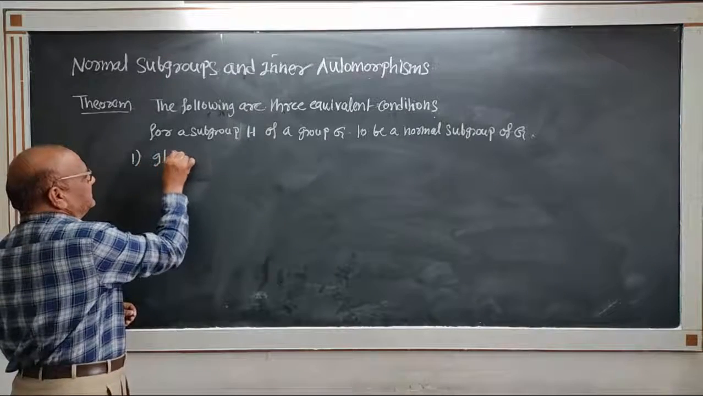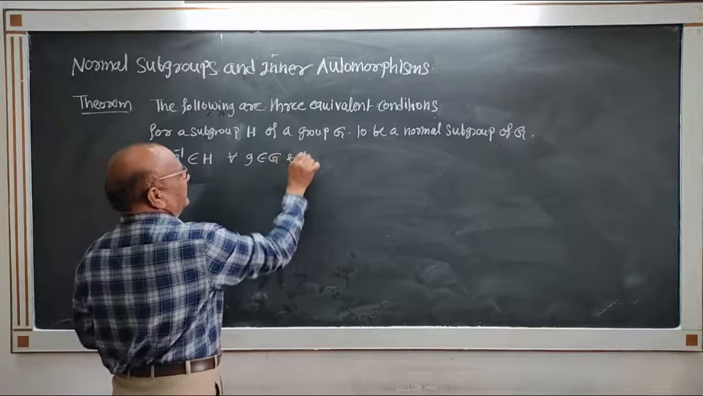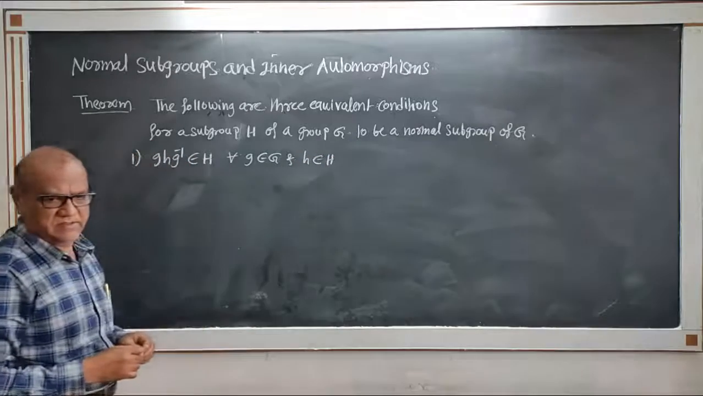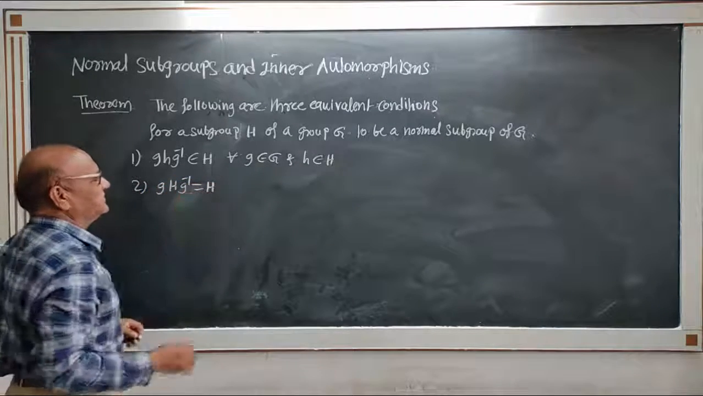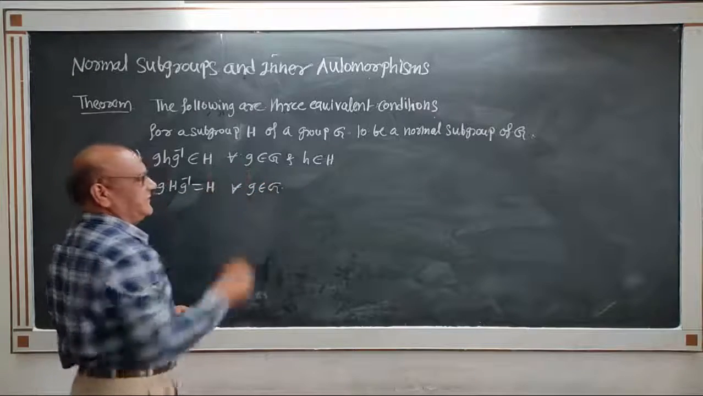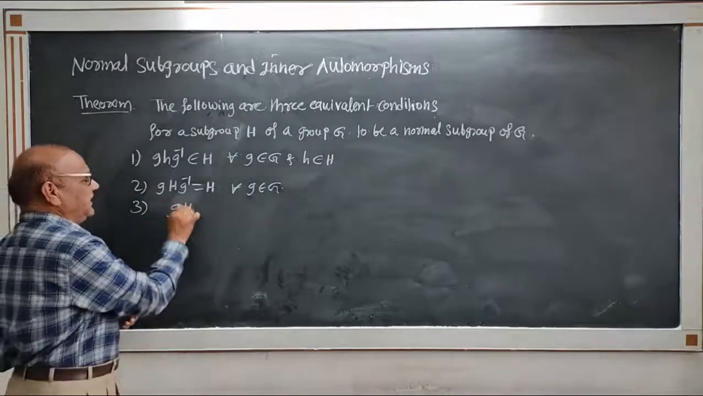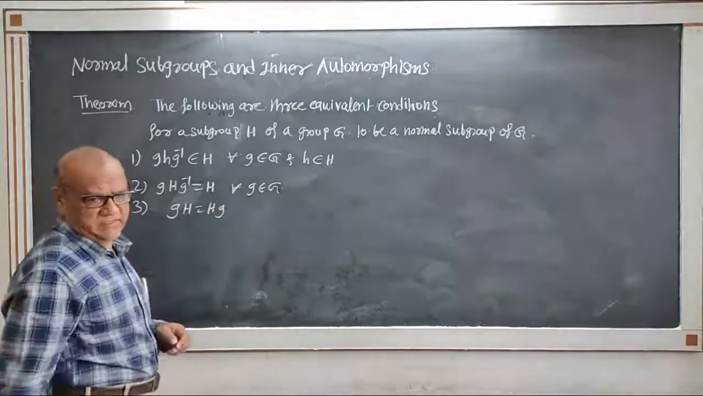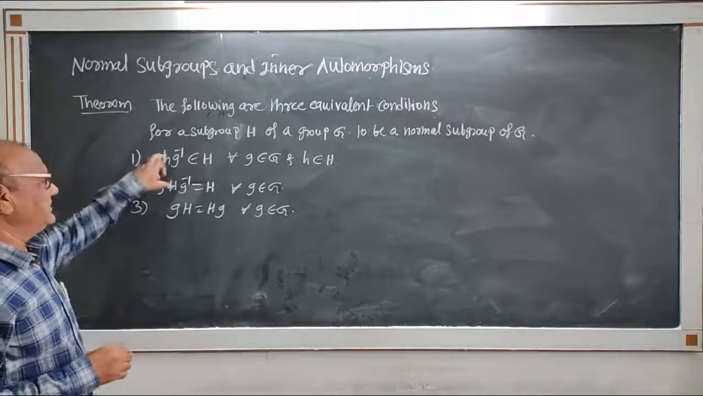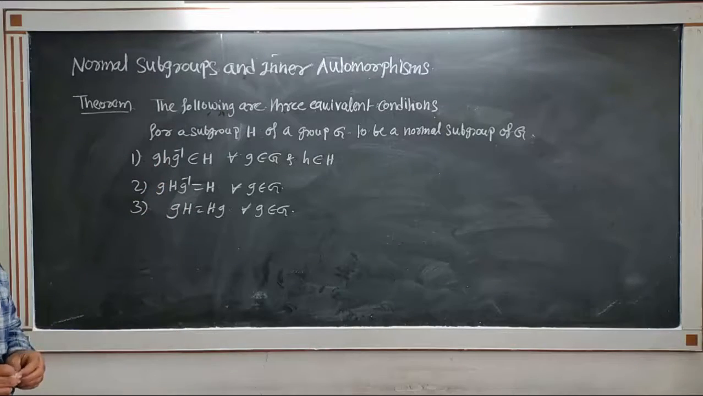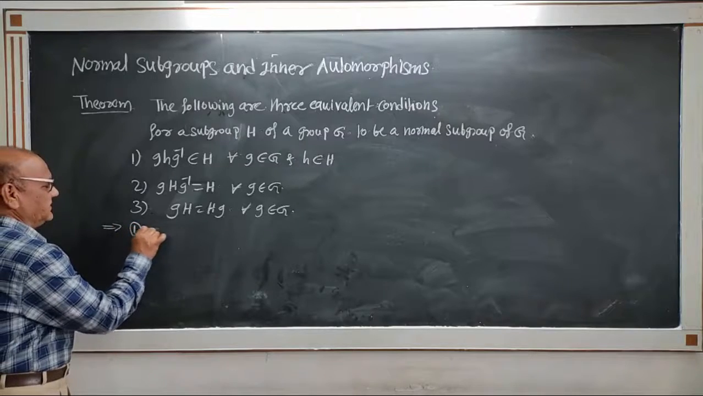First, g h g inverse belongs to H for all g belongs to G and h belongs to H. Second, g H g inverse is equal to H for all g belongs to G. Third, gH is equal to Hg for all g belongs to G. If H is a subgroup of G, then these three conditions are equivalent. Here, first implies second.